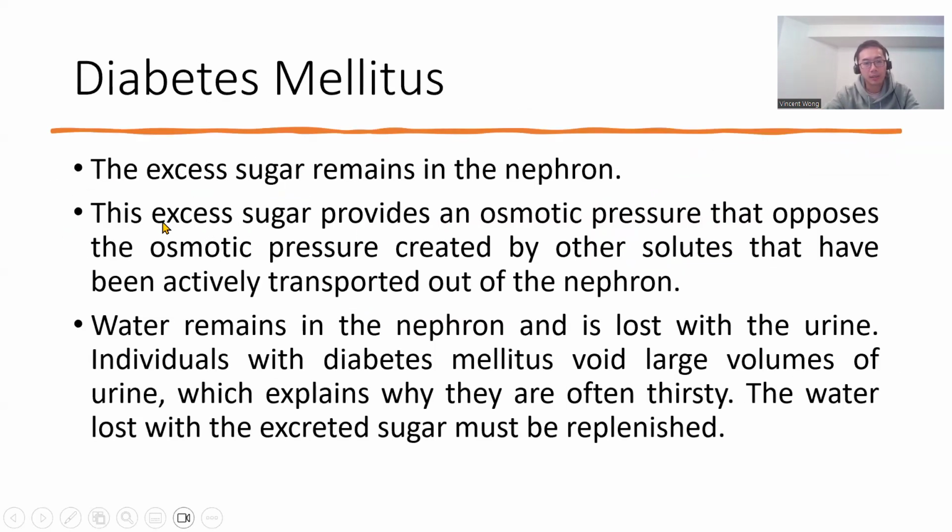So the excess sugar is basically going to add more black dots to the filtrate, and it sucks the water from the surrounding tissue and increases urine production. Individuals with diabetes void large volumes of urine, which explains why they are often thirsty. But with medication, with insulin, if it's type 1, then the insulin is going to help. If it's type 2, then there are other medications that will help reduce the sugar level in the blood. Metformin is a common one that people might have heard of. We'll talk more about this in the endocrine unit.